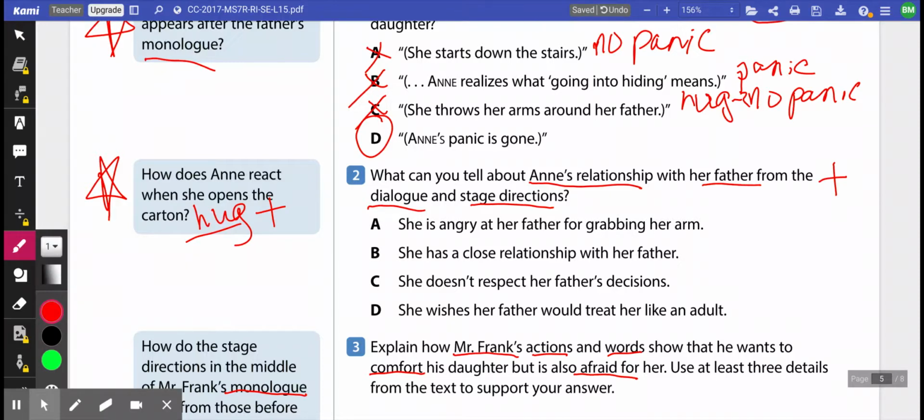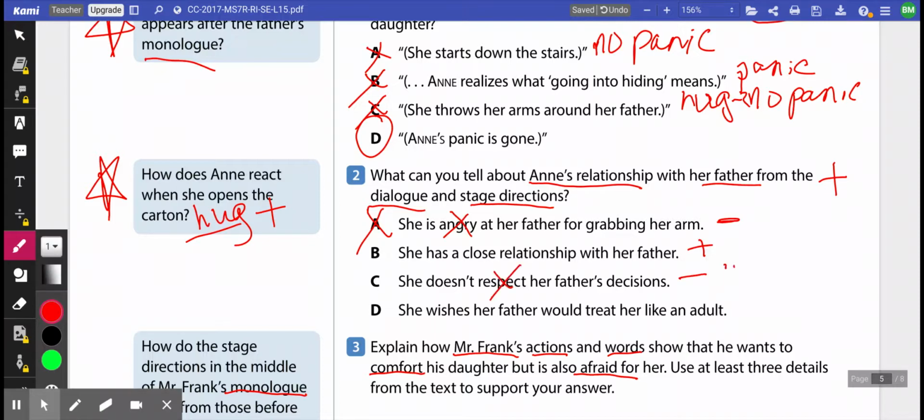So A says she's angry at her father for grabbing her arm. Well, that's not right, because that's a negative, and that's not true. She's surprised, not angry. So that can't be my answer. B says she has a close relationship with her father. Well, that's positive, having a close relationship with your dad. And if she's going to give him a hug, I'm assuming they're on good terms. That's a maybe. C says she doesn't respect her father's decision. Well, that's also negative, and we don't get that at all.